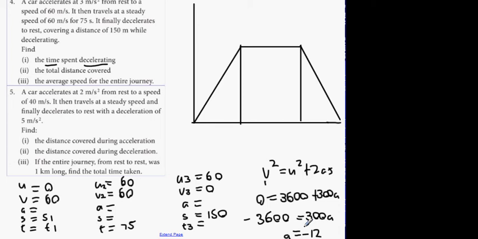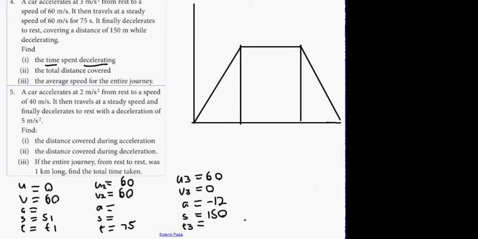Now, there's another way of looking at this, okay? And then once we find out A, what can we do after we find out A? We can then find out what T is, okay? And T would be V equals U plus AT. And then you could say, okay, it's 0, that's 60, that's minus 12T. Bring it over to the other side, 12T equals 60, T equals 5. So that's a much shorter way. You can do that, but there's a much shorter way. Let me show you the much shorter way.